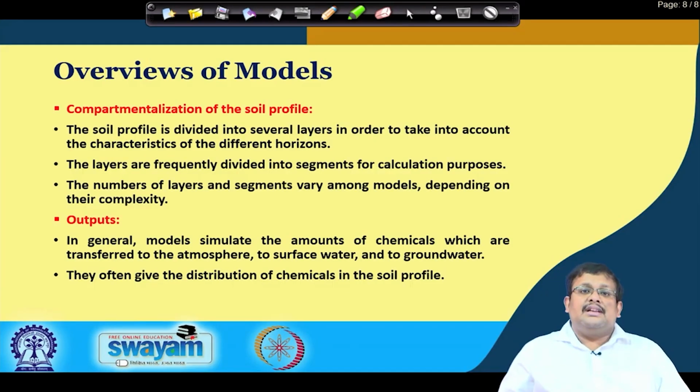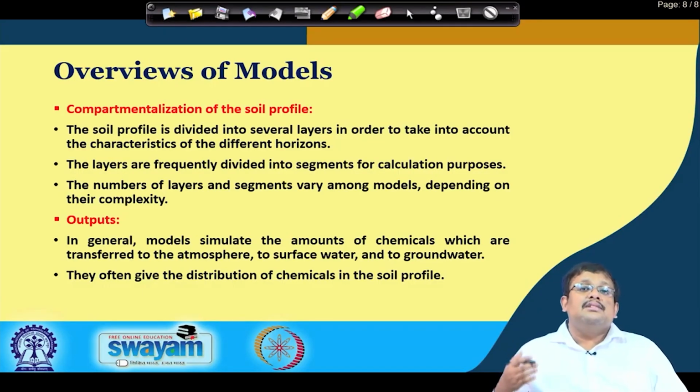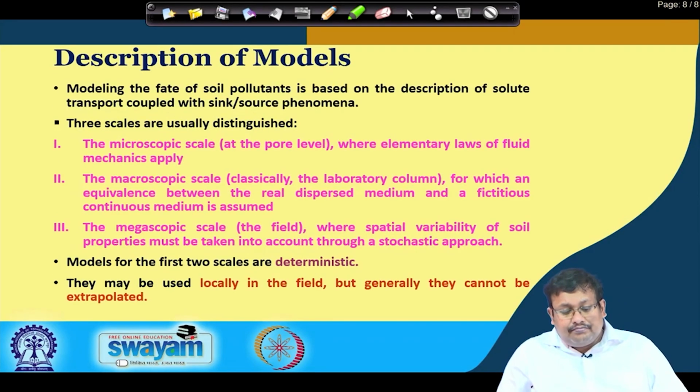And the third important aspect is output. Remember that, in general, models simulate the amounts of chemicals which are transferred to the atmosphere, to surface water and to groundwater, and they often give the distribution of chemicals in the soil profile. So, to understand the distribution of the chemicals in the soil profile, we need to understand the outputs, and models simulate the amount of chemicals transferred to the atmosphere, surface water and groundwater.